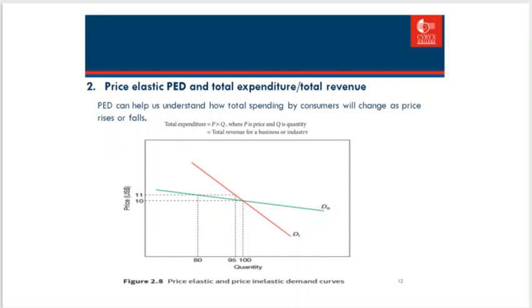Second, price elasticity of demand and total expenditure or total revenue. PED can help us understand how total spending by consumers will change as price rises or falls. Total customer spend we call total expenditure, but what the supplier or seller gets we call total revenue. Both use the same formula, price times quantity. The only thing we have to see is which side it is from. If price times quantity is from the customer side, we call it total expenditure. But if it is from the seller or supplier, price times quantity we call total revenue.